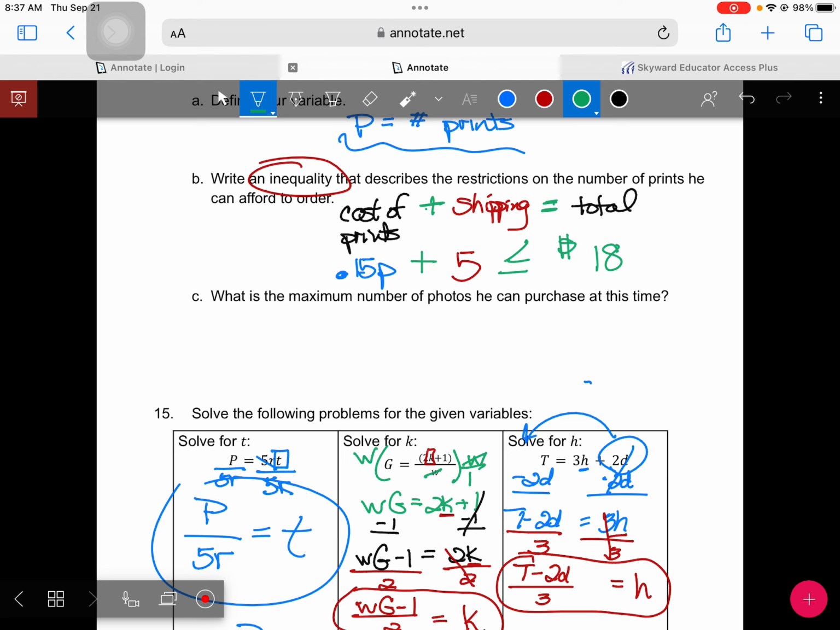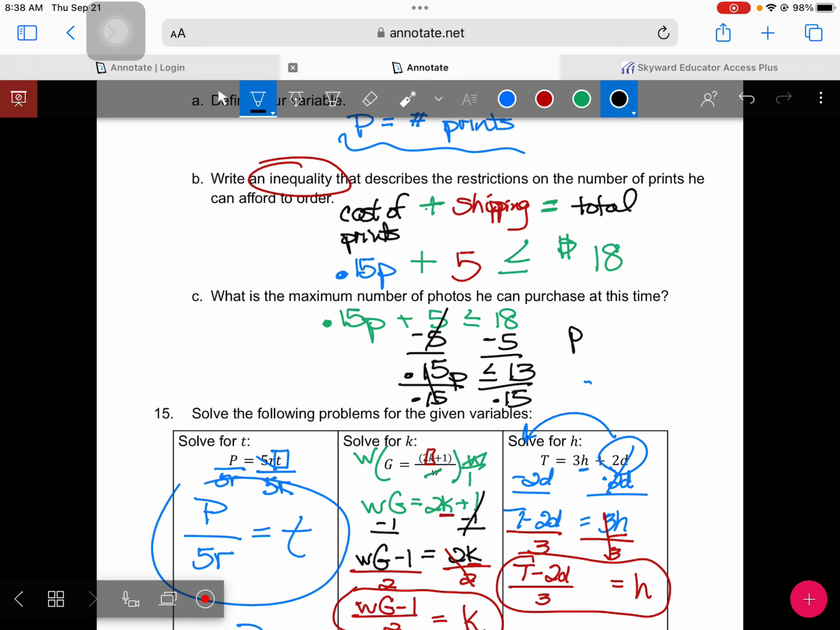What is the maximum number of photos he can purchase? Well, this is where you would do the work. 0.15 times P plus 5 is less than or equal to 18. How would I start to solve this? Subtract 5. 0.15 times P is less than or equal to 13. Divide by 0.15.